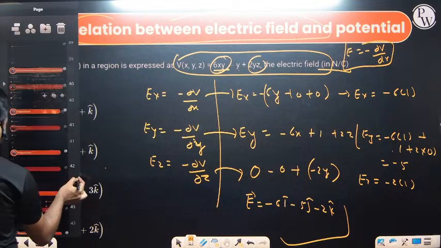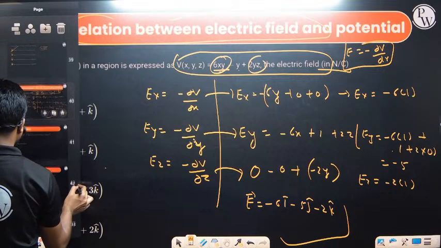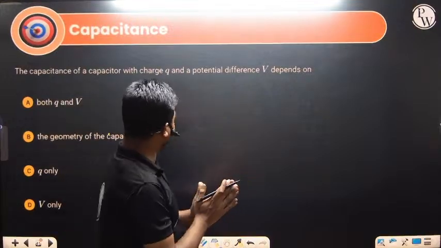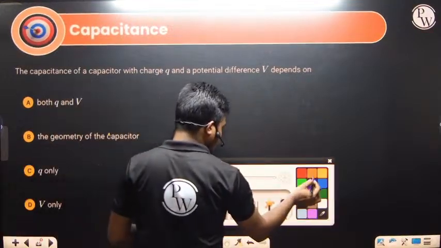So, remaining some questions from the capacitance. Let's see one or two questions, and we can discuss this capacitor some later on because we are lagging behind the time.